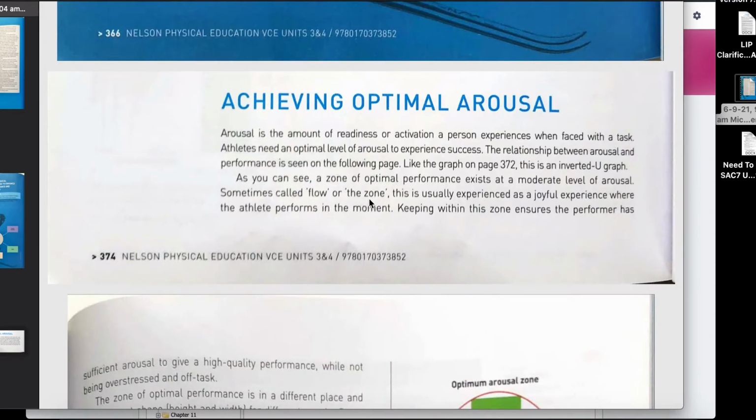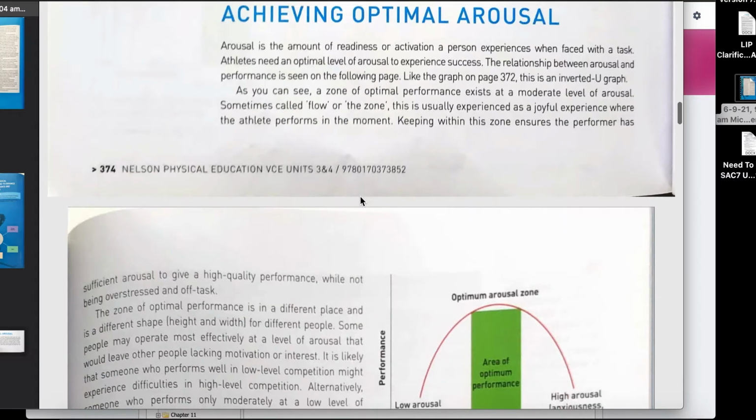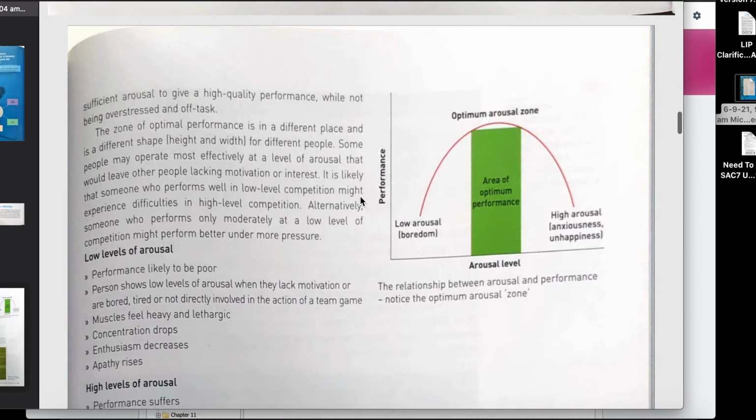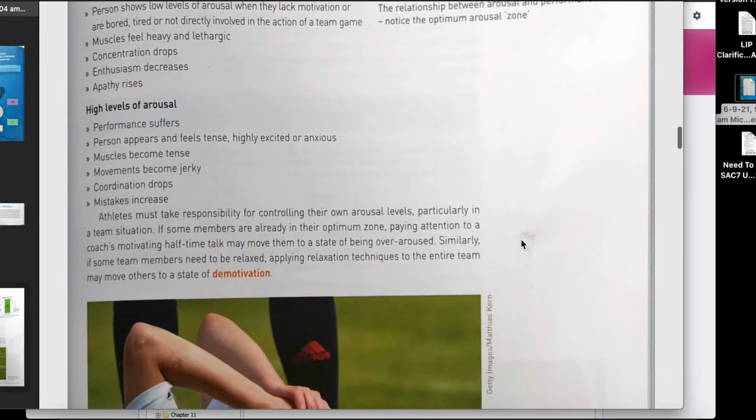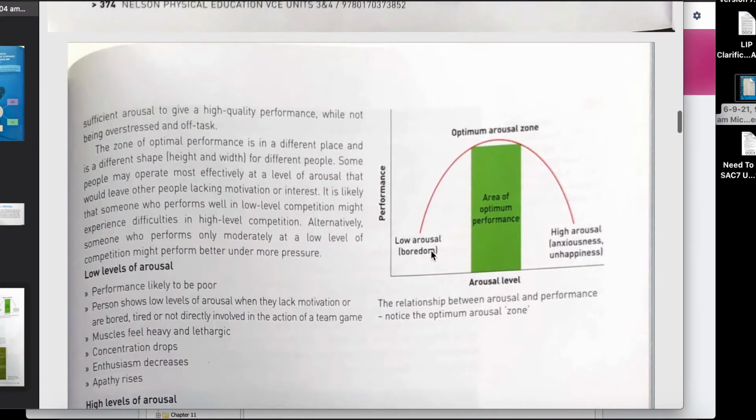So we talk about this thing called the zone, and it's about an optimal zone. So I'm a really graphical diagrammatic person here. So I look straight at this graph, which is on the top of page 375. And you'll notice that down the bottom, along this axis horizontally here, is the arousal level. So as I'm down this area, I am less excited or ready to play the sport or game on that day.